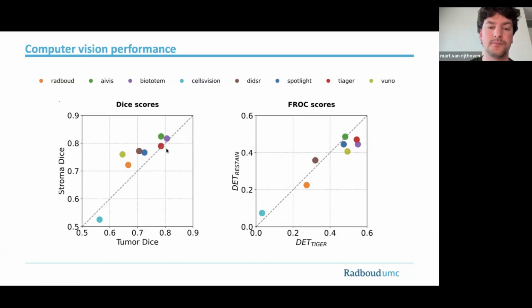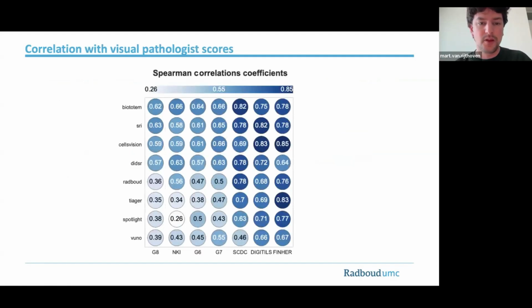So for the dice scores and the FROC, the participants were asked to process regions of interest within the whole slide image. So not the full whole slide image, but regions that we defined. And something went wrong in that processing for Cells Vision. So actually their dice score and FROC scores are not really good representing the quality of their segmentation and detection results, unfortunately. But that's an extra mark, because we will see that Cells Vision is actually doing pretty well also.